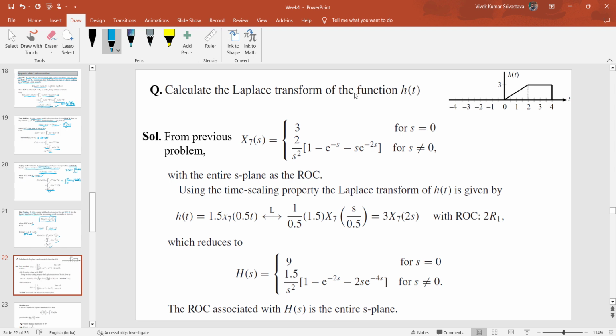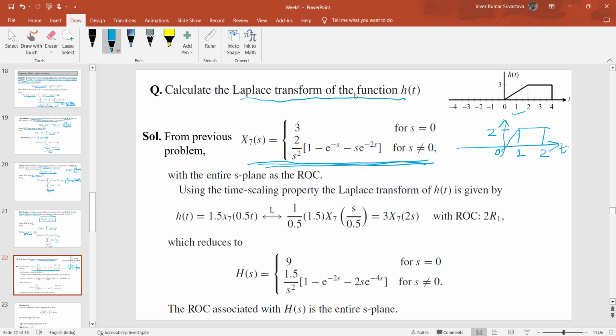Let us see the first problem based on the properties that we have seen. Like in one of the previous problems, we have seen that for this signal we have evaluated the Laplace transform, which is defined here. Now we have to evaluate the Laplace transform of a new signal which is given here.